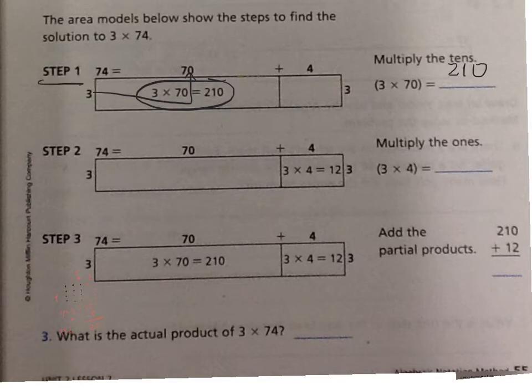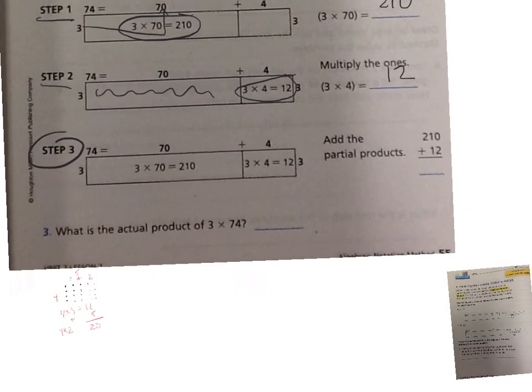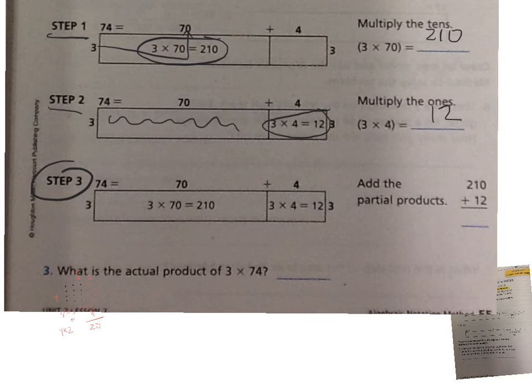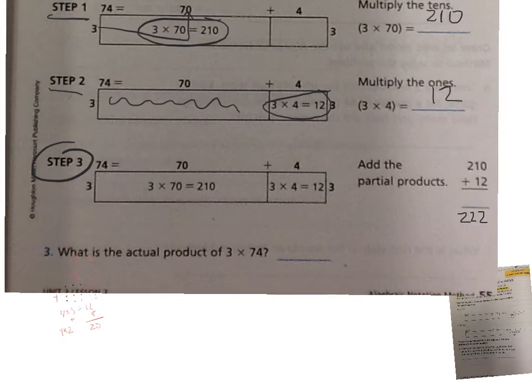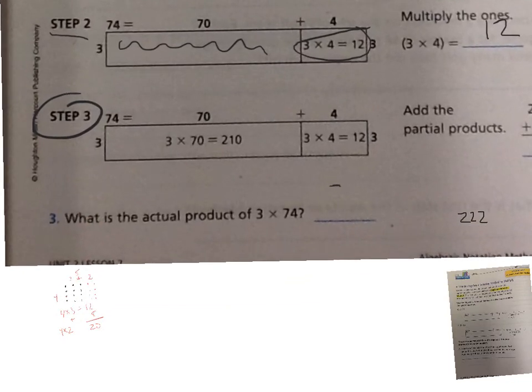The next part, see, we're going by steps. We're not doing everything at once. So we already did this in step 1. So then step 2 says 3 times 4 equals 12. And then step 3 is you add the two together. See, they're partial products. We're getting the answer of two factors, so two numbers that are multiplied by each other. You get a product. So if you get partial products, that means we're just doing partial answers. So if we add it over here, 210 plus 12, you get 222. So what is the actual product of 3 times 74? 222. Okay? So that's a quick little refresher on the distributive property.